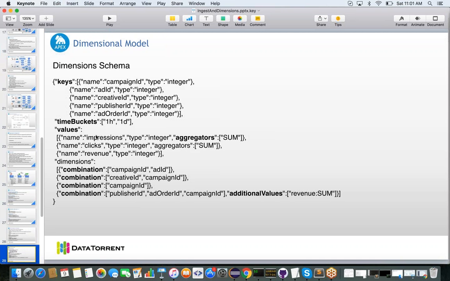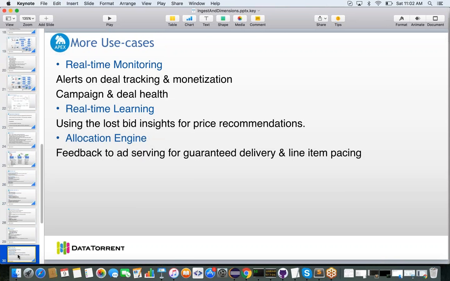Then you would have your values or metrics, right? Here impressions, clicks, and revenue are my metrics. And I want to apply an aggregator function on them, which is sum in this case. After that, you would have combinations of those dimensions. So I'm saying, okay, I want campaign ID with ad ID for both these time buckets, so 1 day and 1 hour. And then the next one is creative and campaign, and I want to do it at 1 day and 1 hour levels again. And then there is publisher, ad, campaign, and I want an additional metric besides the ones I have here, which are impressions, revenue, and clicks. I want an additional metric of revenue too. So this is how my dimensional model would look. Some of the other use cases are real-time monitoring, learning, and allocation engine, basically providing some feedback in real time while you're serving ads, so you can optimize your auctions.